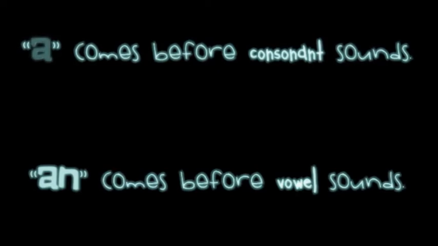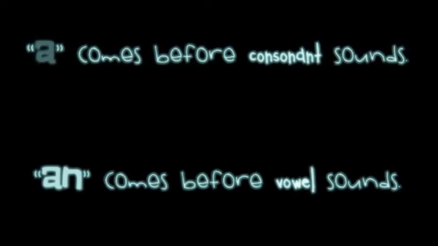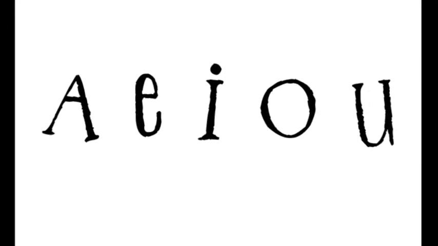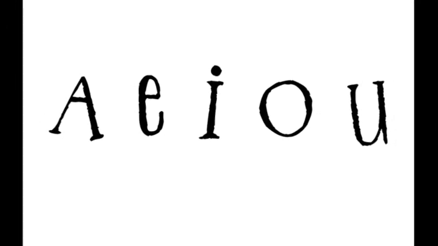Okay, so you really need to pay attention to the key word there, which is sounds. It's not that a comes before consonants and an comes before vowels. A comes before consonant sounds and an comes before vowel sounds. Just a reminder, our vowels are A, E, I, O, and U. But sometimes those vowels don't make vowel sounds. I'll show you what I mean, but put that aside and let's look at some examples here.